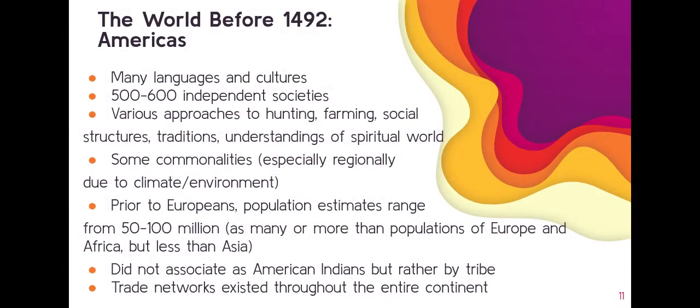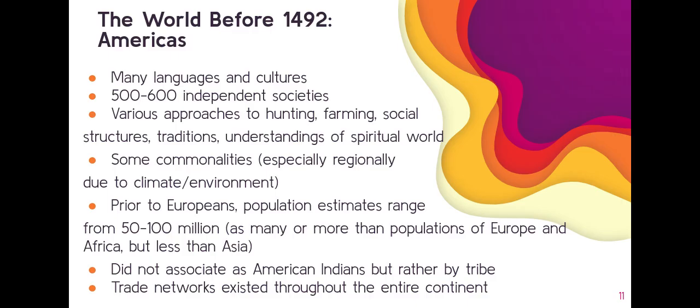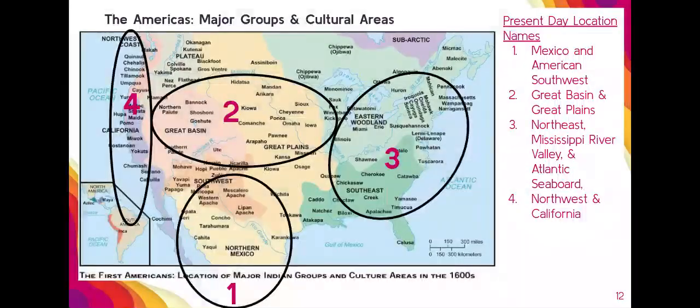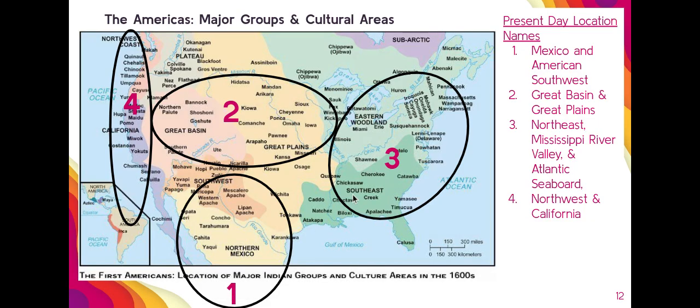Prior to the Europeans, population estimates were from 50 to 100 million, which is more than Europe and Africa, but less than Asia. And there were trade routes that existed throughout the entire continent. So you would see those goods being accessed throughout the entire continent.